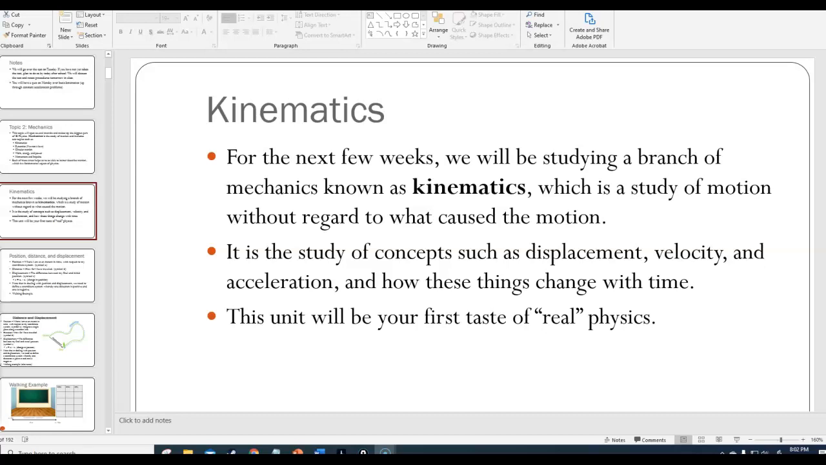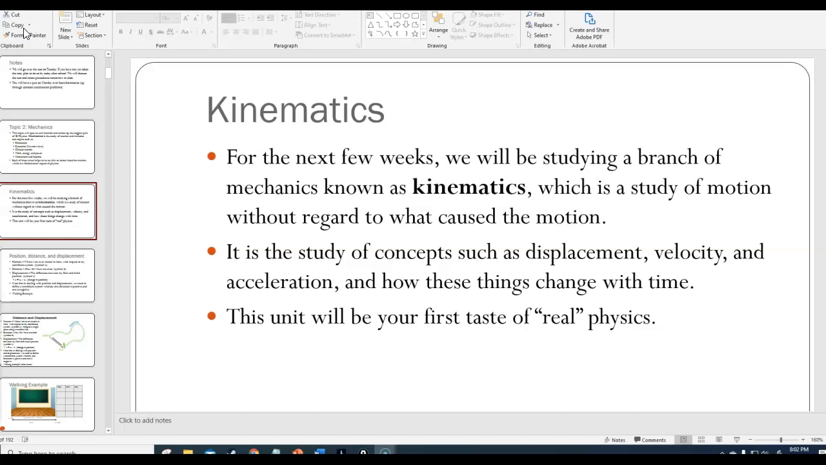Okay, so later this year we'll talk about a unit called dynamics, which basically deals with the why behind motion, what causes the motion. But kinematics only studies motion without regard to what caused the motion. Okay, so basically kinematics is the study of concepts such as displacement, velocity, and acceleration, and how these things change over time. Okay, so finally we get to start the real first unit of physics that we'll see this year.